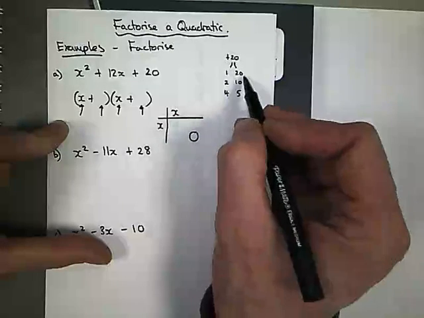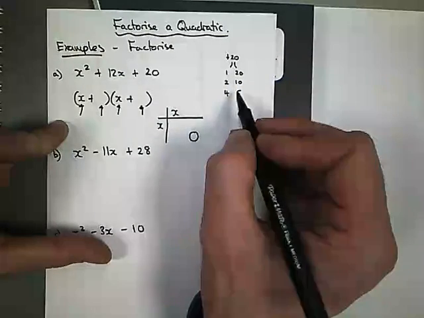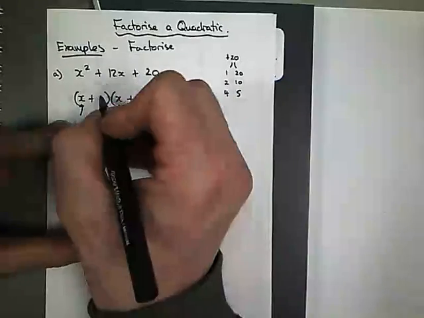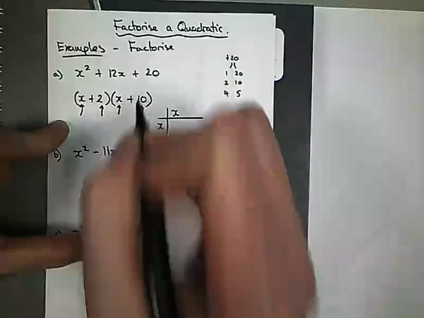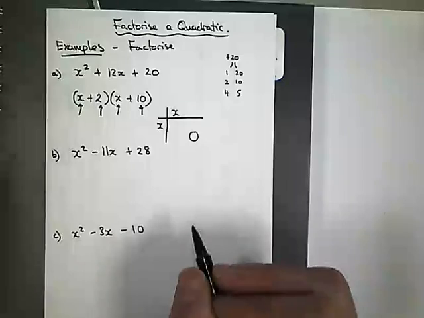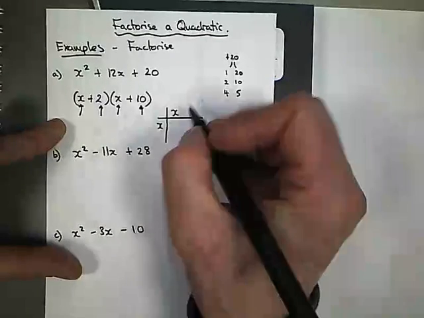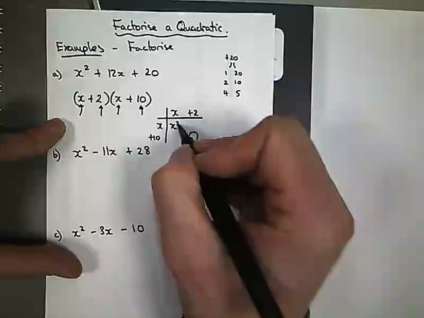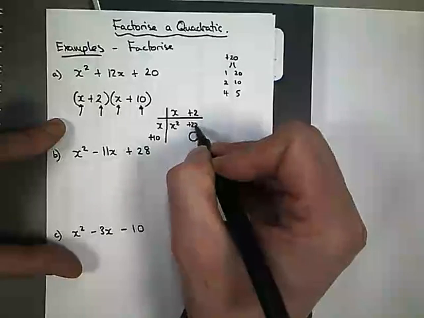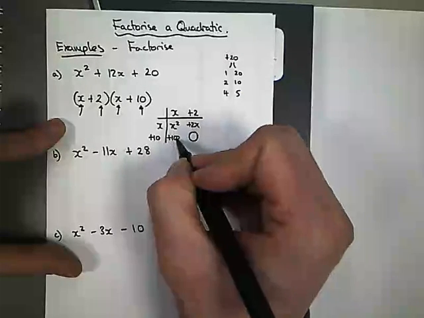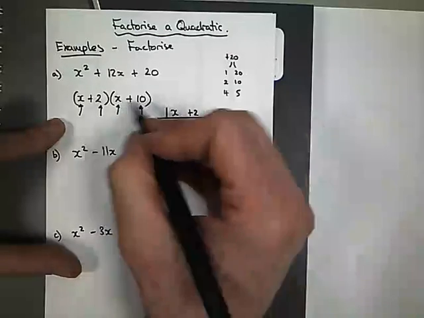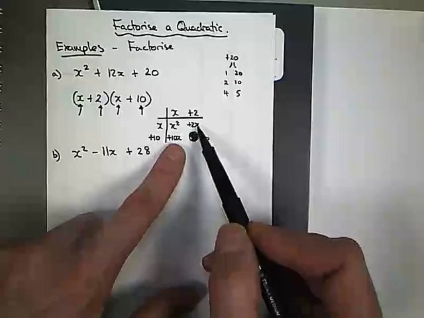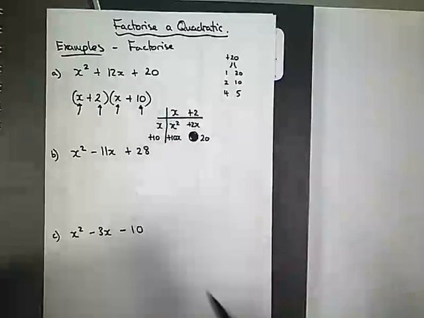1 and 20 add together to make 21, not 12. 4 and 5 add together to make 9, not 12, but 2 and 10 add together to make 12. So one of my brackets is going to be plus 2, and one of my brackets is going to be plus 10. Now you can check this by doing all the multiplying yourself. If I was to put this in a table form and expand these brackets, I would get my x squared, I would get my 2x, and I would get my plus 10x. That's not 0, that's 2 times 10, which is 20. And then if I were to simplify this, I'd get x squared, 12x, and 20, which is exactly what I had.